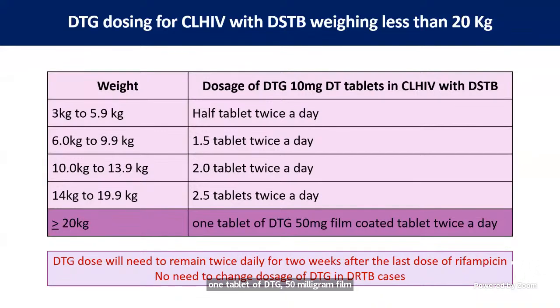Again, to re-emphasize, this modification is continued till 2 weeks after the last dose of rifampicin. And in case of drug-resistant TB, where you are not using rifampicin, you don't need to modify the DTG dosage.